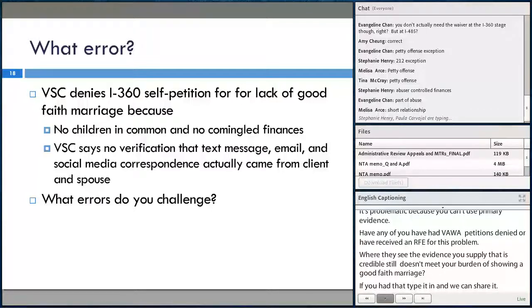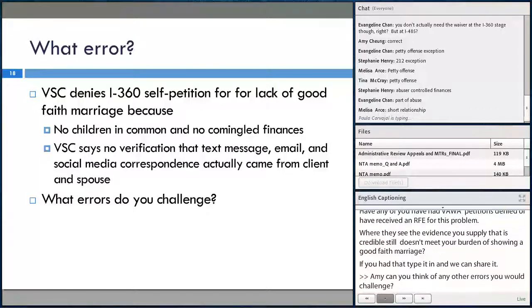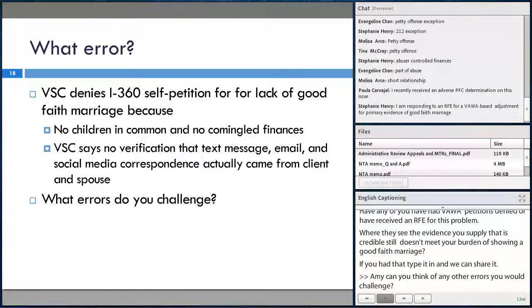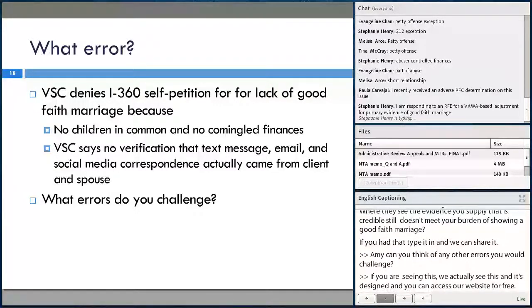For those of you, while she turns on her mic, if you're seeing this, we actually have done 2 amicus briefs to the AAO on good faith marriage issues, and you can access our website for free, and they're available in Word form, because we put in there all of the legal arguments for why the way that they're reviewing your evidence violates the standards that apply in these cases.